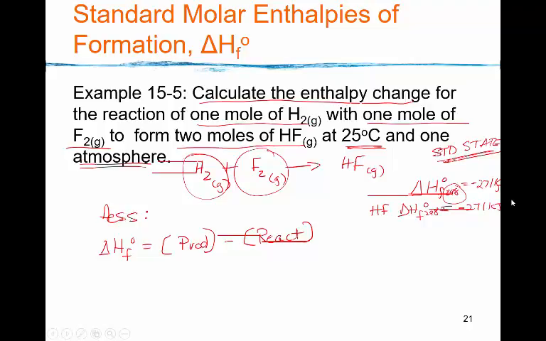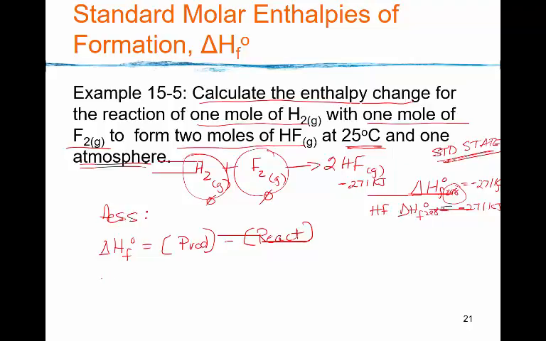Okay, now it's helpful to go ahead and make up a little table of what these are. So this one is the minus 271 kilojoules. These are 0, right? Because they're in their elemental state. But make sure that I've done what to this reaction? Balanced it. Okay, is it balanced? No. In order for this to be balanced, I'm going to have to put a 2 there. When I put the 2 there, then it's balanced. 2 and 2, 2 and 2.